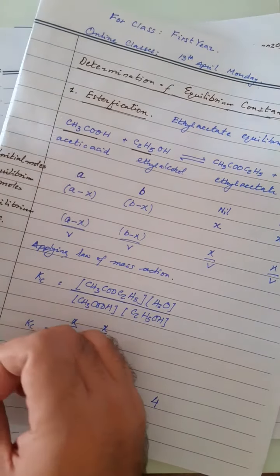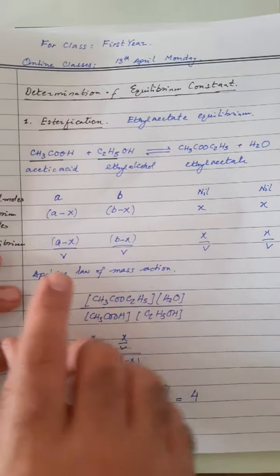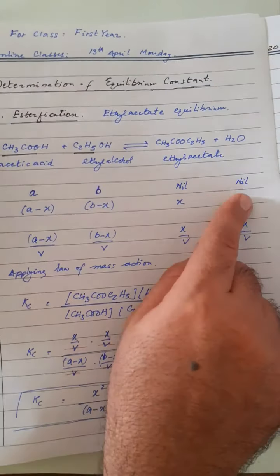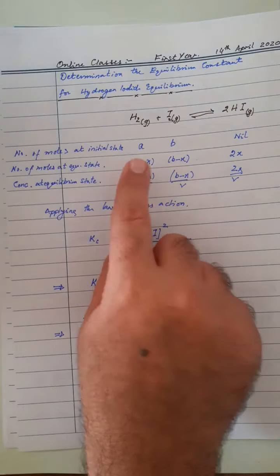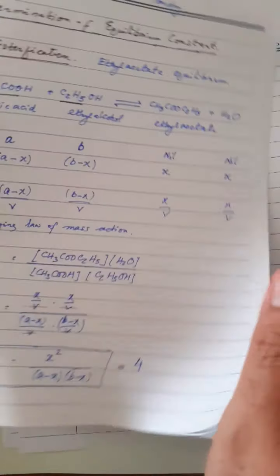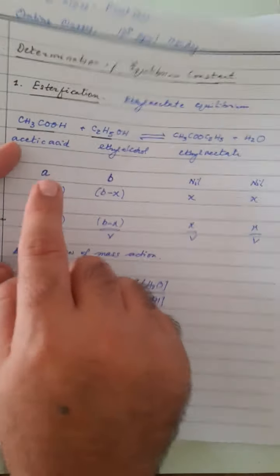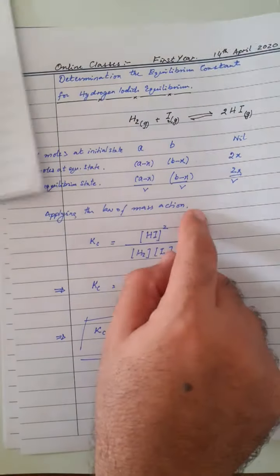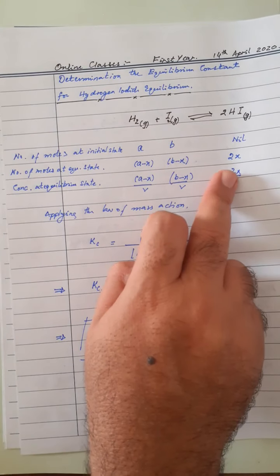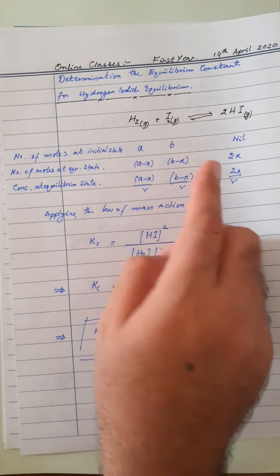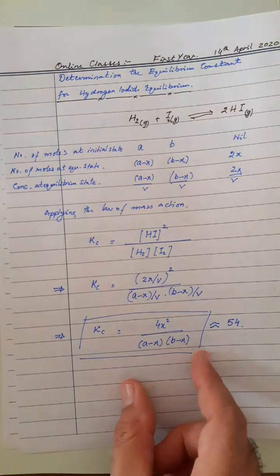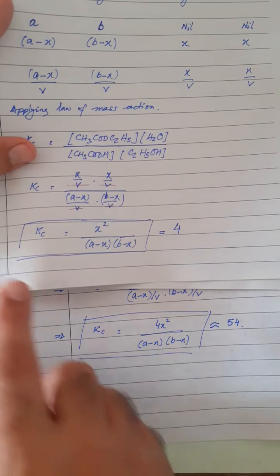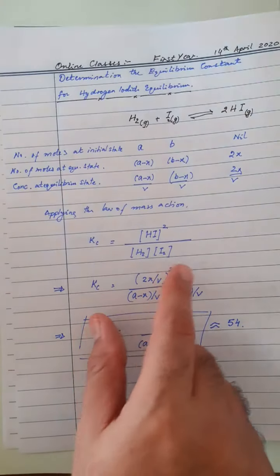Okay. This is our work yesterday, where this was A, B, nil, nil. Here is similar: A, B, and nil. So then we have x, x. So we have A minus x and B minus x. Here we have 2HI, so we have 2x. And likewise we do the rest, everything is the same, just different equations. Here the average is 4, here the average is 54.